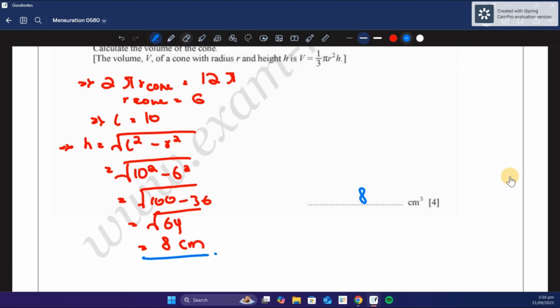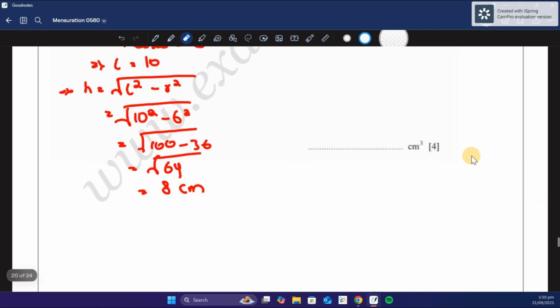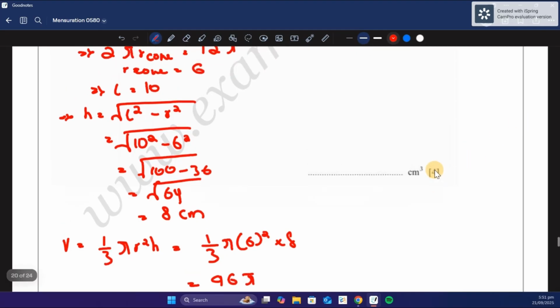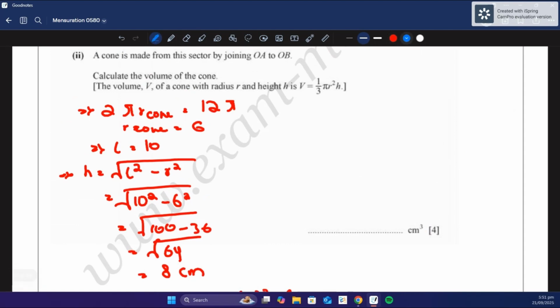Okay, so that would give us 8 centimeters. After this, we would have to find the volume. So the volume would be 1 over 3 pi r squared h, which would give us 1 over 3 pi, 6 squared into 8, would give us 96 pi, giving us an answer of 302.